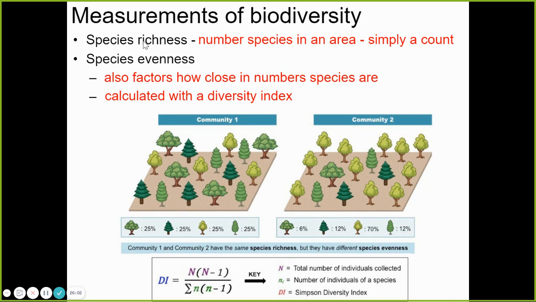One thing ecologists do is they go out so they can measure the diversity of the ecosystem. They could go out and sample plants and animals and see how many different living species are there, and how evenly distributed they are.